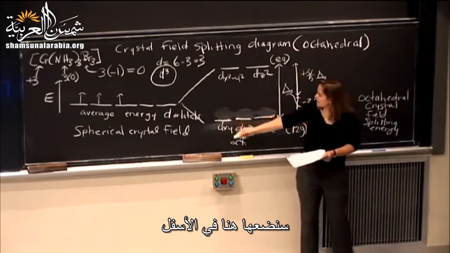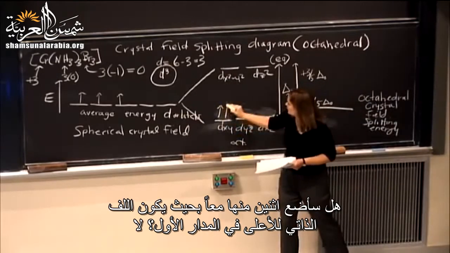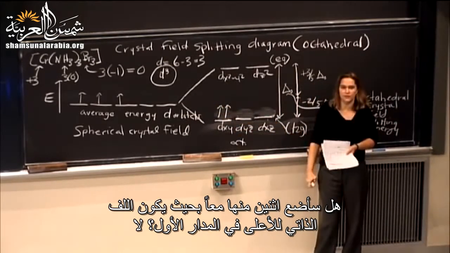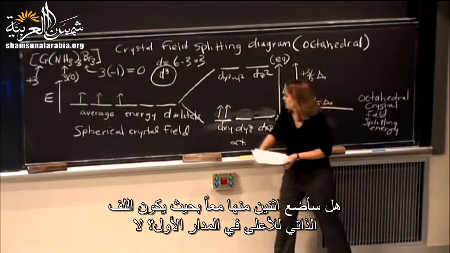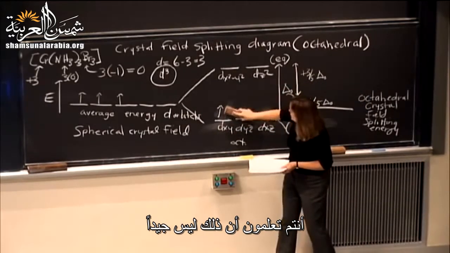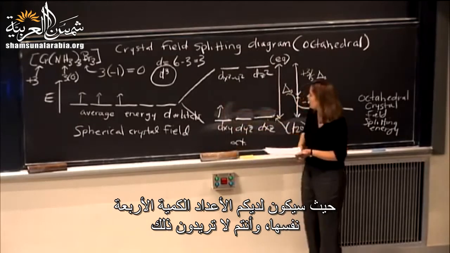All right, so we're going to put them down here. Am I going to put 2 of them together with the spins up in the first orbital? No. So you know that that is not good. It would give you the same 4 quantum numbers. You don't want to do that.